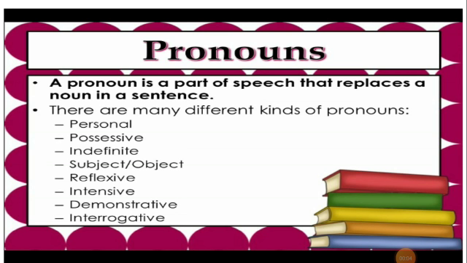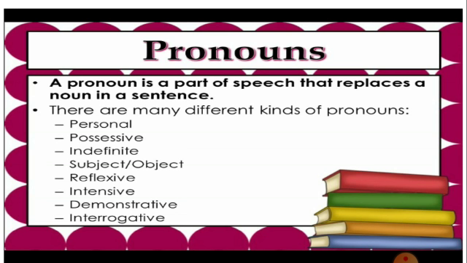In the previous class, I taught you the noun and the different kinds of nouns, and pronouns also. Before continuing our class, we'll have a short recap of yesterday's class about pronouns. So, what is a pronoun? A pronoun is a part of speech that replaces a noun in a sentence. What was that? It was that which replaces a noun in a sentence.